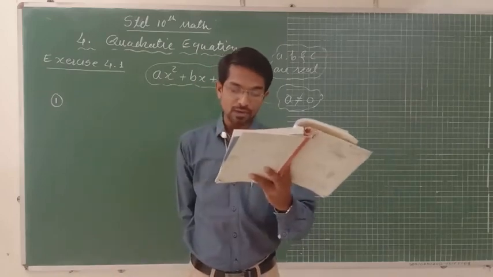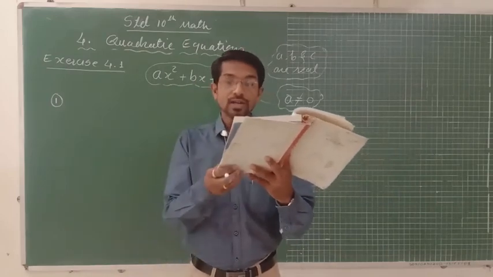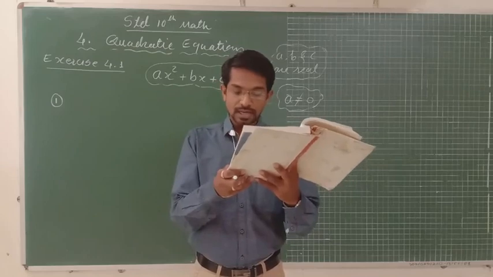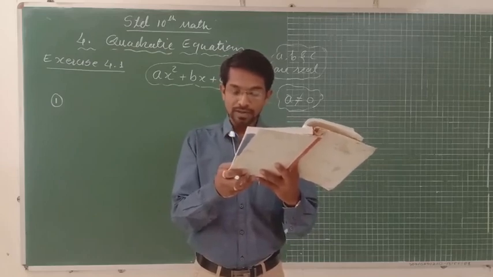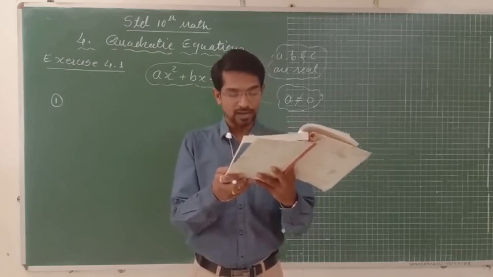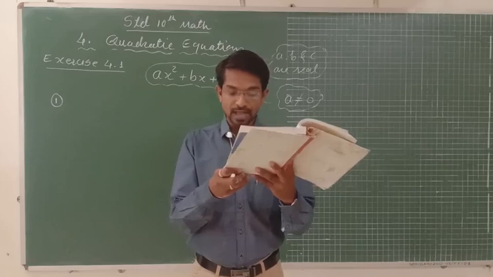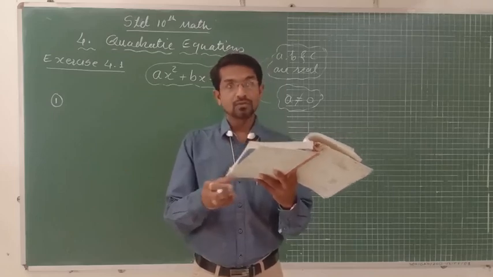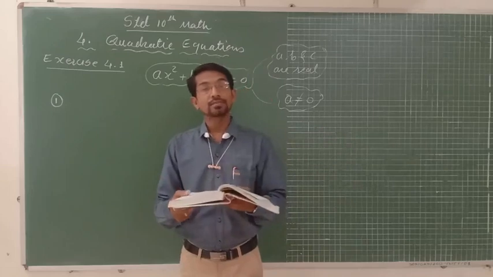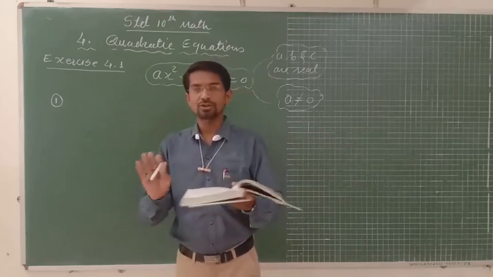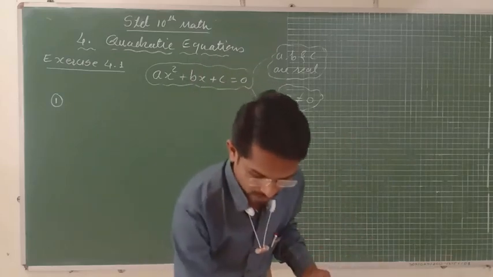The area of a rectangular plot is 528 meters square. The length of the plot in meters is 1 more than twice its breadth. We need to find the length and breadth of the plot. For finding the length and the breadth, we have to make an equation. We cannot solve it here. See what to do.